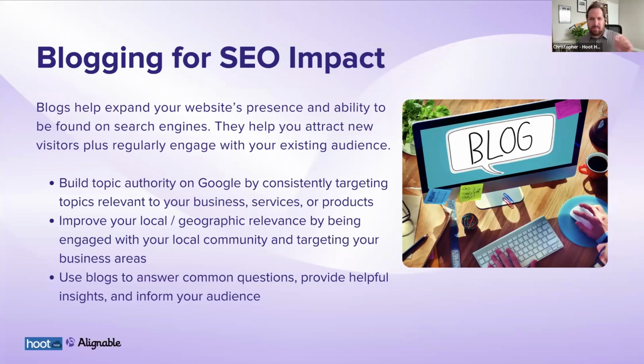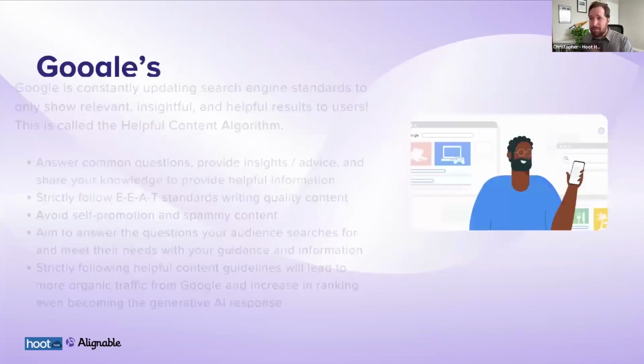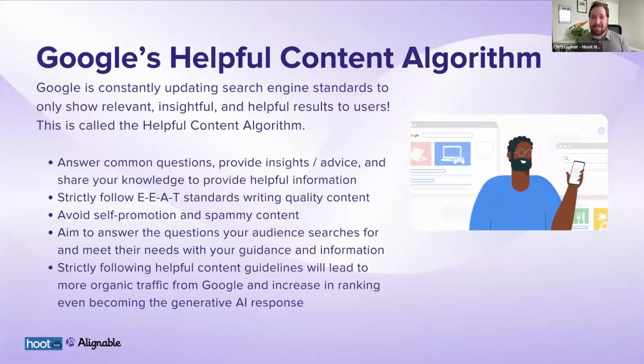I'm going to talk about this way more in one second, but use blogs to answer common questions, provide helpful insights, and inform your audience. Entertaining your audience is a good one too. We can talk about that a little bit more if anyone has any questions around that. But what do I mean by helpful? I mean Google's helpful content algorithm. Google is constantly updating search engine standards to only show more relevant, insightful, and helpful results to their users. This is called the helpful content algorithm.